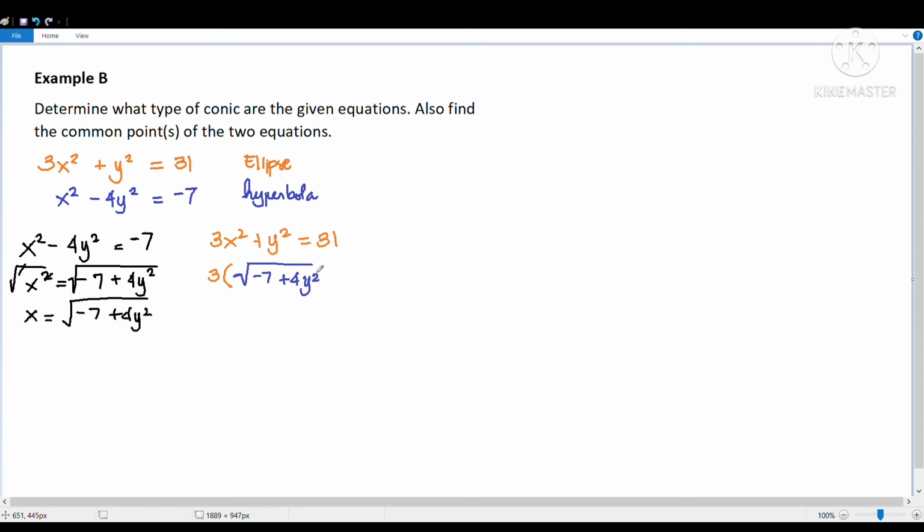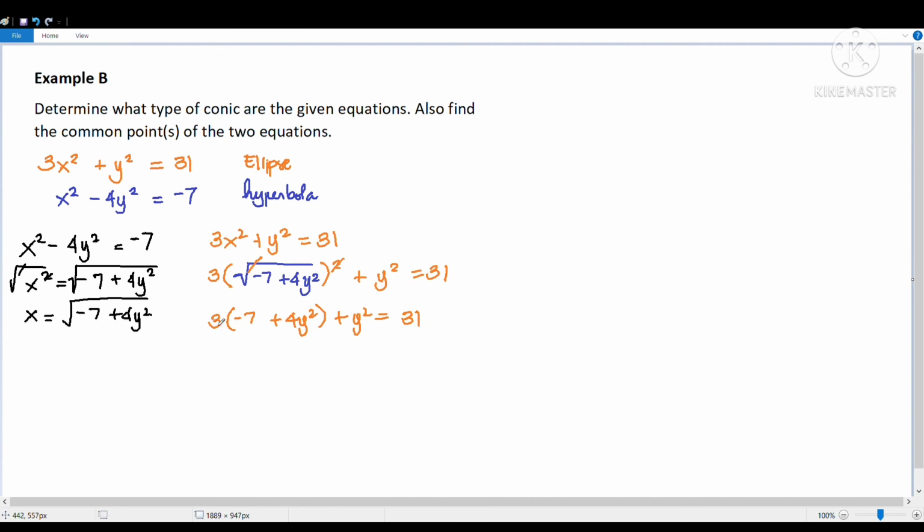So x raised to a power of 2 plus y squared equal to 31. And then I have to solve for the value of y at this point of my solution. So I have to cancel this out, the power and the root. I will be having there a power of 1. So the remaining equation will be 3 times negative 7 plus 4y squared plus y squared is equal to 31.